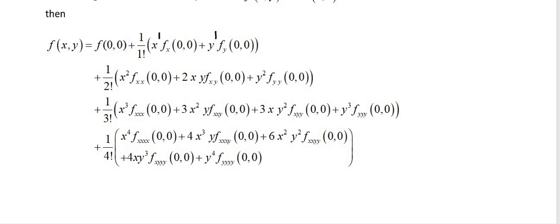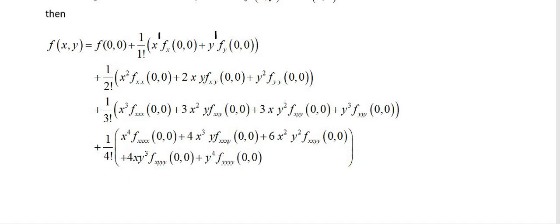Here 2 factorial is there. Power 2. Sum of these powers is 2. Y square. That means power is 2. 3 factorial is there. That's why 3. 2 plus 1 is 3. 1 plus 2 is 3. Here 4 factorial. 4. 3 plus 1 is 4. 2 plus 2 is 4. 1 plus 3 is 4. So here factorial is there. The sum of the powers must be the same thing. And also you know the coefficients by using Pascal triangle: 1 2 1, 1 3 3 1, 1 4 6 4 1.